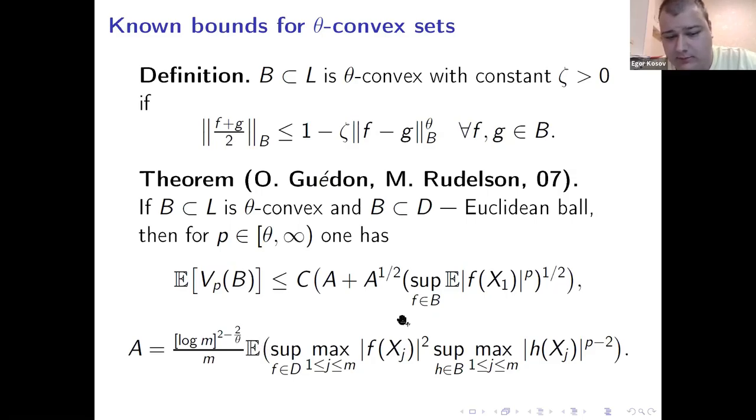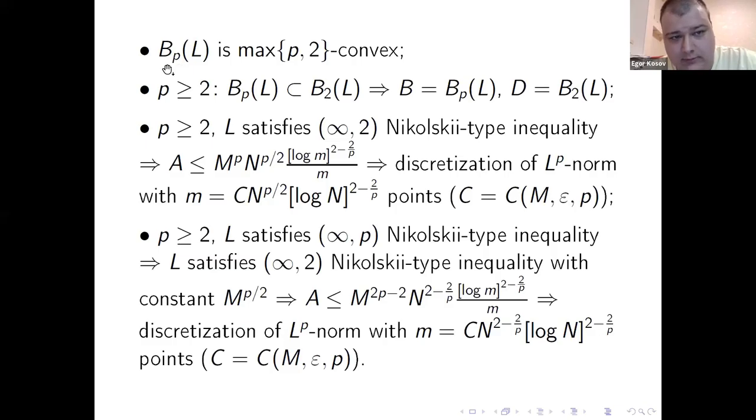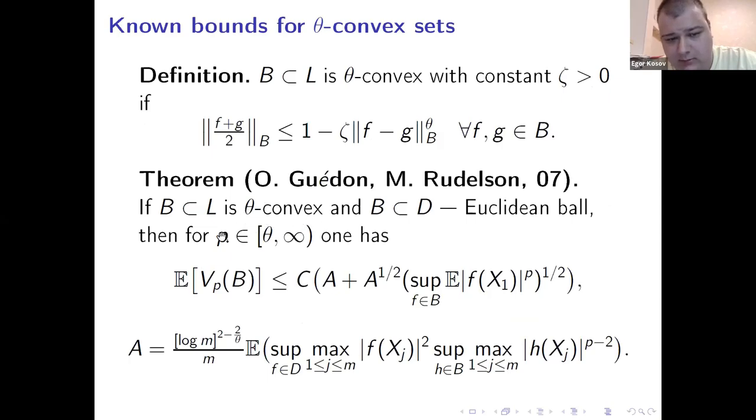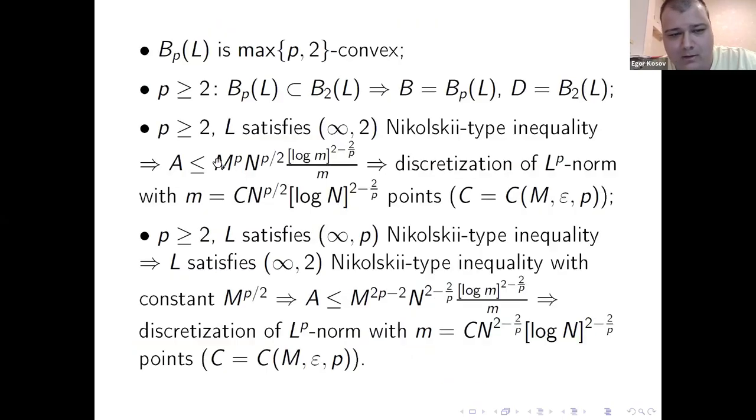So here is the supremum over the Euclidean ball D, and here is the supremum over the set B. Again, we can try to make some assumptions on our subspace to make this quantity bounded by some constant. I already said that B_p of L, the L_p ball in L, is p-convex when p is bigger than 2, and 2-convex when p is less than 2. In this result, we consider only theta-convex sets, and p should be bigger, not less than theta. Theta cannot be less than 2. So we should assume, if we want to apply the Guédon-Rudelson result, that p is bigger than 2. The result can be applied only in this case.